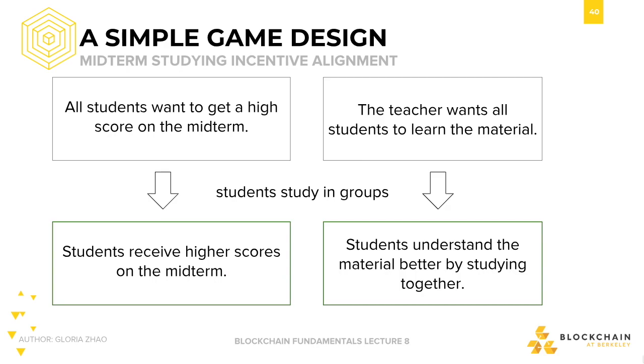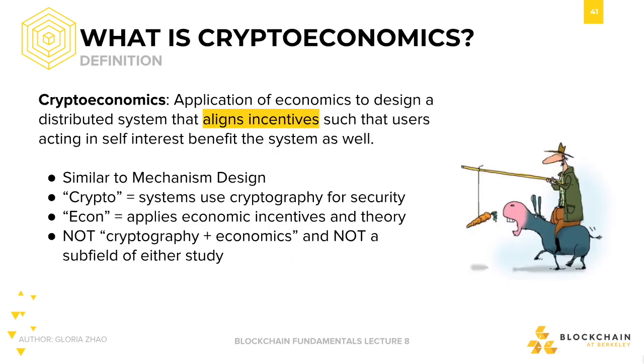All right, and then was our cryptoeconomics lecture. This was another thing that had a very cool name, but actually wasn't that complicated. We started out with a very simple midterm studying example in which we aligned professor incentives with student incentives and got what both people wanted using the same incentive scheme. Here it was trying to get students to study in groups so that students got higher scores and learned the material better. And then we talked about what cryptoeconomics is in relation to cryptocurrencies.